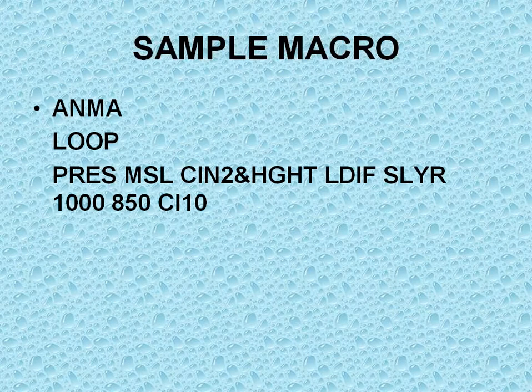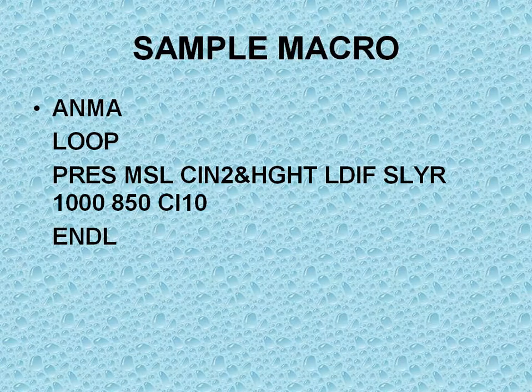So this is all there is to it. You type in ANMA for animate macro. You type in loop, and then just about everything in PC Grids is 4 characters long. So you have pressure, MSL, mean sea level, contour interval 2, and then you put an ampersand in there because you're going to overlay another variable. Height, HGHT, layer difference, LDIF. What is the thickness? Okay, it's the difference between the height of one layer and the height of another. You set your layer at 1,850. Your contour interval is 10 meters.